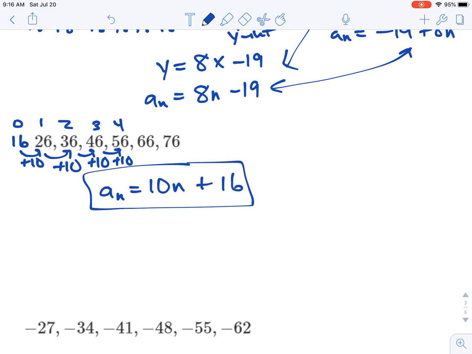You don't have to go any more complicated than that. As long as you find the y-intercept there and the slope, you're basically done because that's what an arithmetic sequence is, a linear relationship that just doesn't have any decimals for inputs.